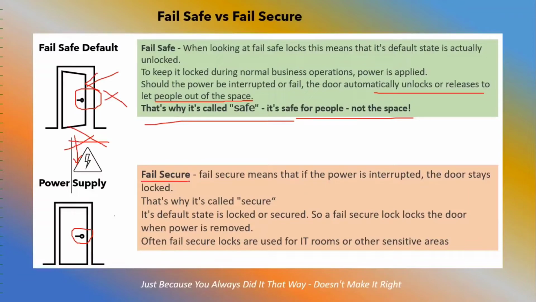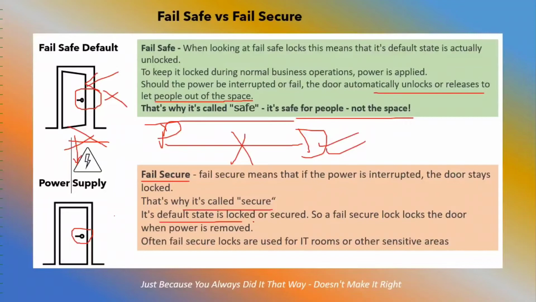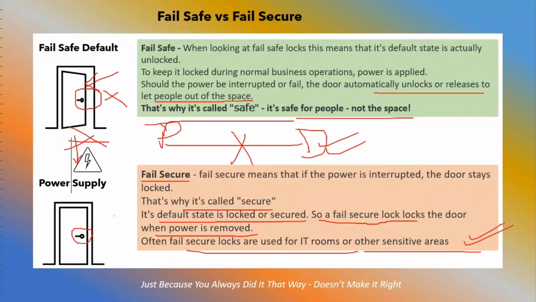If we talk about fail secure, it means that if power is interrupted, the door stays locked. So if this is the power and this is the door, and power is interrupted, the door is still locked. That's why it is called secure. Its default state is locked or secured. So a fail secure lock locks the door when power is removed. Often, fail secure locks are used for IT rooms or other sensitive areas, like we discussed earlier in this video.